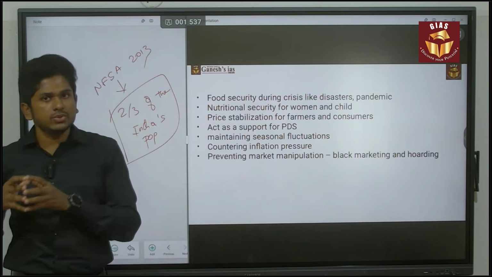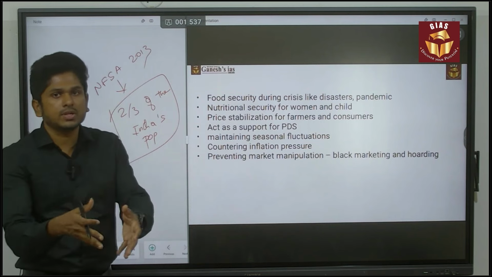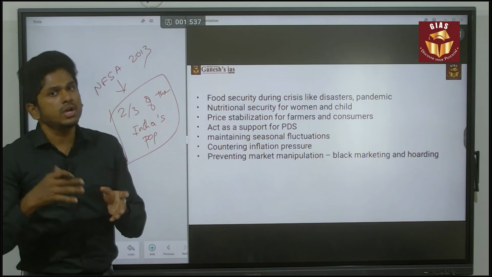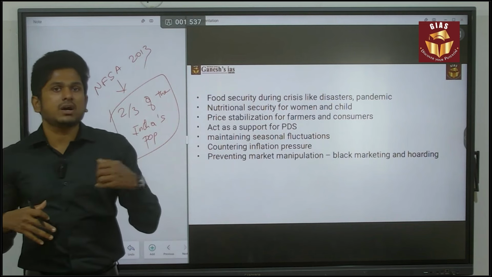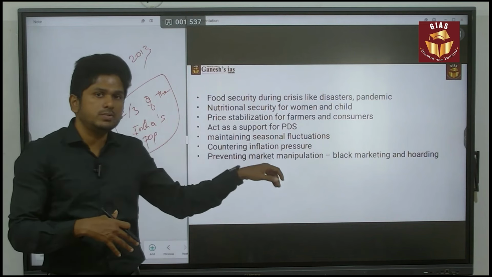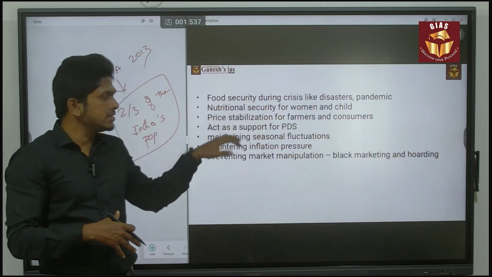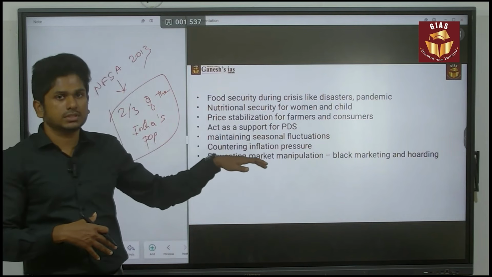If there is a reduced supply, obviously the government is going to supply it. So in that scenario, even if you try to do hoarding or black marketing, it is not possible if the government is maintaining a buffer stock. So that is the major importance of buffer stocks.